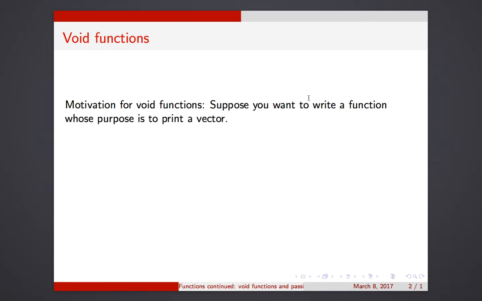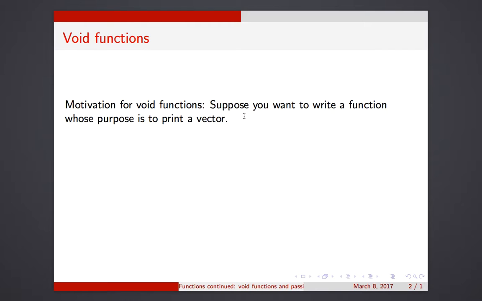Here's some motivation. Suppose you want to write a function whose only purpose is to print a vector. What would such a function look like? In particular, if you think about the declaration of a function, you have to think about the return type, the name, and what you hand to the function. So in this case, it's sort of obvious what you hand to the function. For this function to do its job, you have to hand it a vector. Right, so you feed a vector in there, and then what does the function do with the vector?